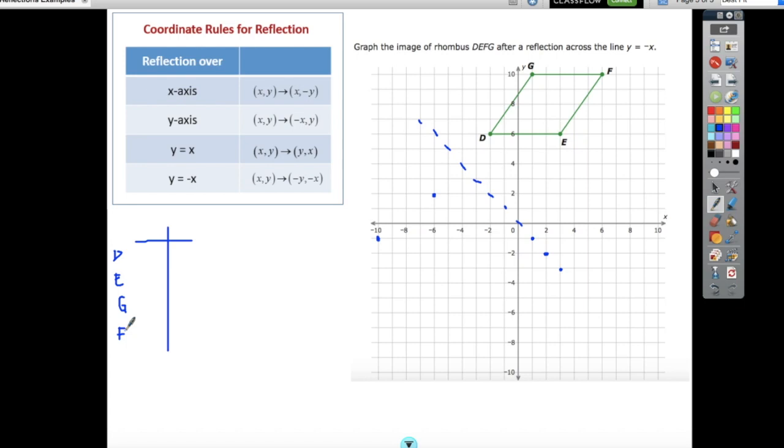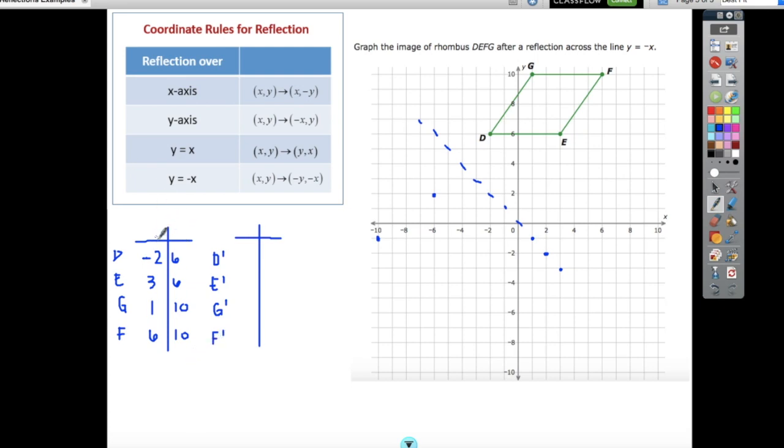Okay, so we'll start out just writing the coordinates that are there. We have -2, 6. Point E is at 3, 6. Point G is at 1, 10. And then point F is at 6, 10. Before we even graph anything, we could come up with every point after the reflection. So D prime, E prime, G prime, and F prime.